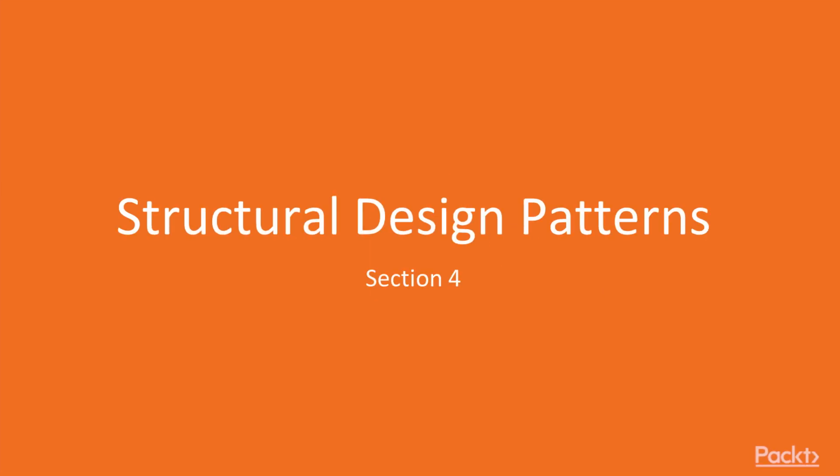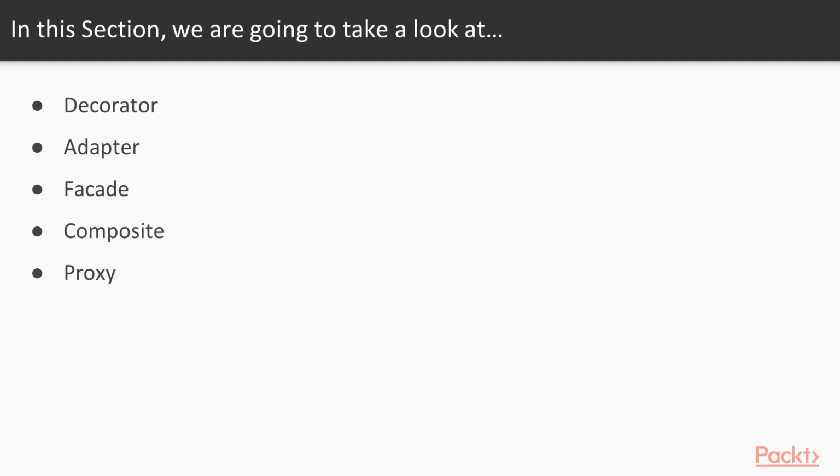Welcome to the fourth section of this course. In this section, we are going to be studying structural design patterns. Structural patterns help us to better realize and express the relationships between code entities. In this section, we will explore 5 of them: the decorator pattern, the adapter and facade patterns that are often confused for each other, the composite pattern, and the proxy pattern.